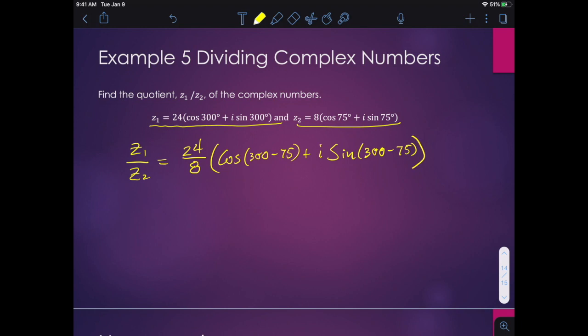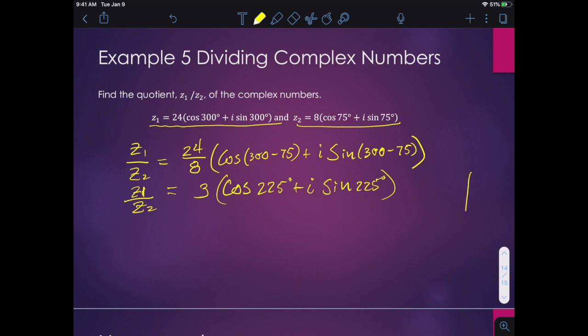Now, cosine of 300 minus 75 is the cosine of 225. Let's fix that up a little bit: 225 degrees plus i times the sine of 225 degrees. And that's all multiplied by 24 divided by 8, which is 3. So z1 divided by z2 is going to equal 3 times the cosine of 225 degrees plus i times the sine of 225 degrees.